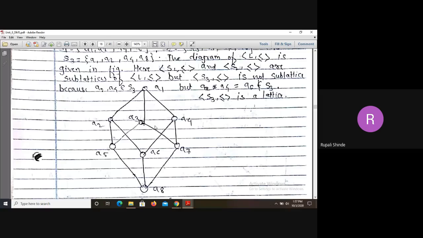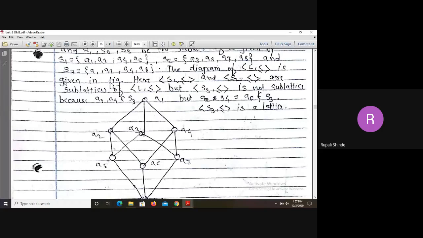What is the answer? A6. Now check whether that element is present here in S3. No. So we can say that after performing meet and join operation, the result, that is A2 star A4, is A6, and that element is not present in S3. That's why S3 is not closed. S3 is a lattice, but this is not a sublattice.